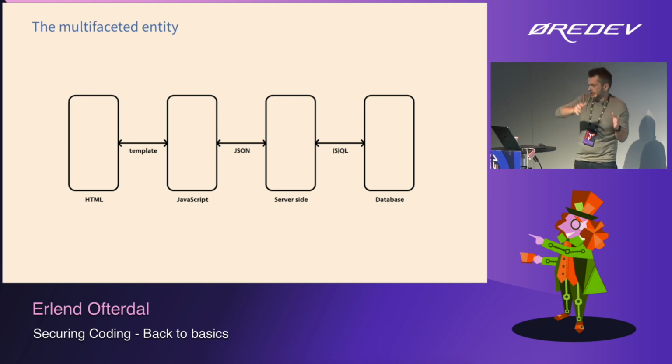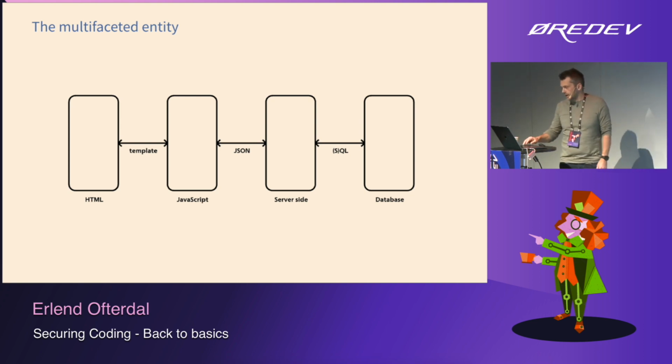When we go from JSON to server-side objects, there's a lot of stuff that can happen there, for instance, deserialization attacks and stuff like that. When we go from server-side objects into SQL, then we can get SQL injection. So these transformations are super important. And this is also where we're failing.